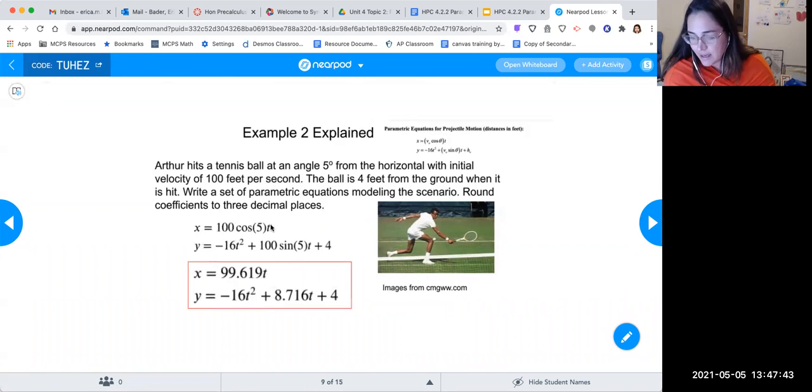All right, and here's the answer. So we've got x = 100 cos(5)t, y = negative 16t squared plus 100 sin(5)t plus 4. Here the initial height is actually 4, so it's not 0.